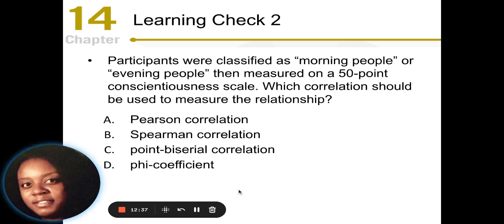So let's go ahead and do a learning check. Participants were classified as morning people or evening people, then measured on a 50-point conscientiousness scale. Which correlation should be used to measure that relationship?